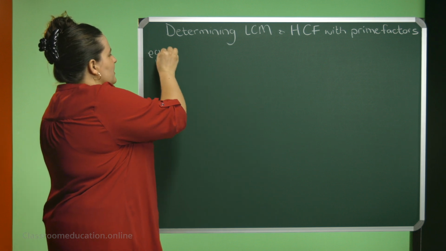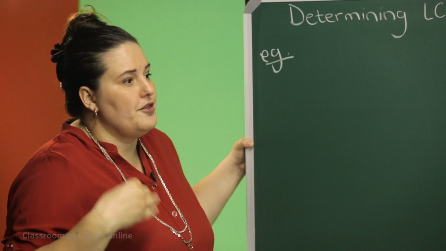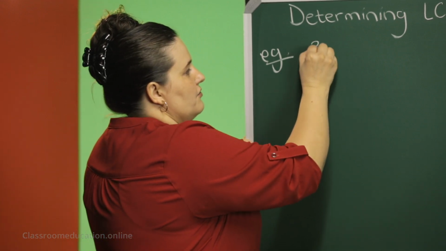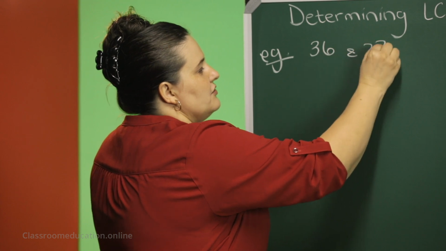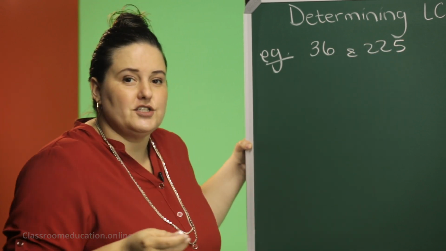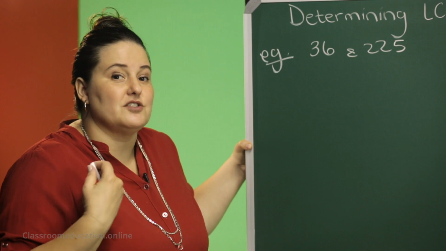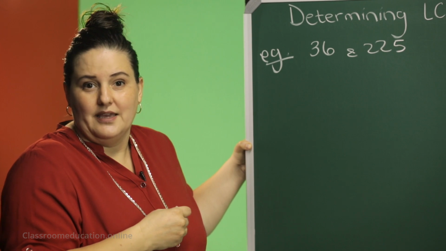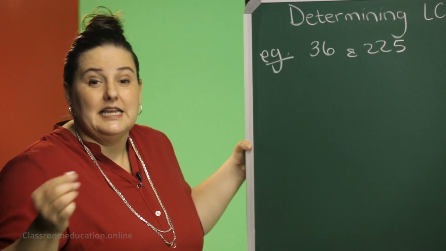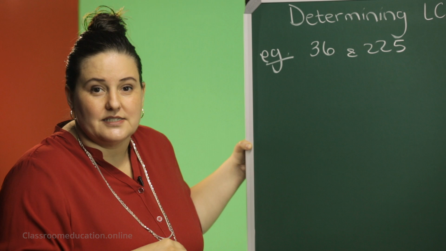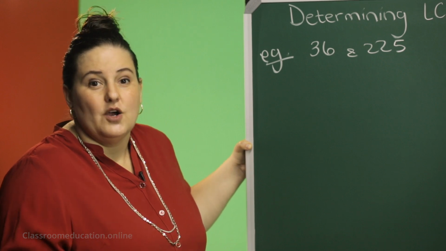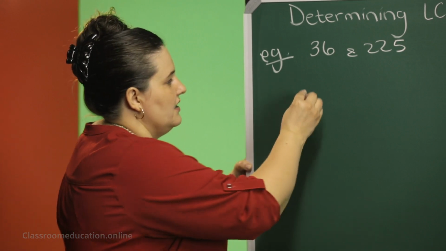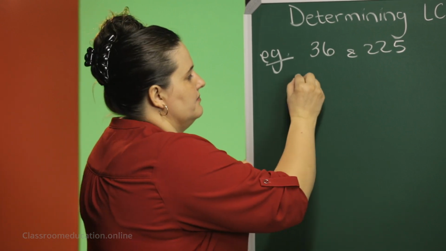If I'm giving you the numbers 36 and 225, and I'm asking you, what is the lowest common multiple and what will the highest common factor be? How can we determine that? Let's use the prime factors. To get the prime factors, we need to write our numbers as a product of prime factors. So I'm going to use the ladder method.